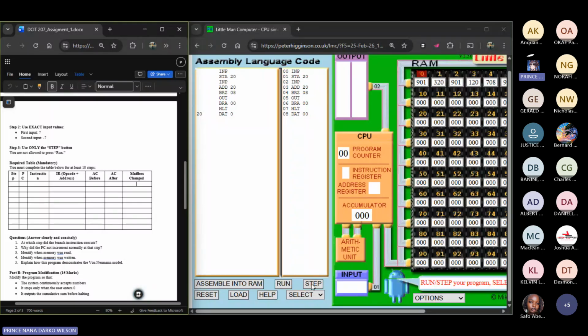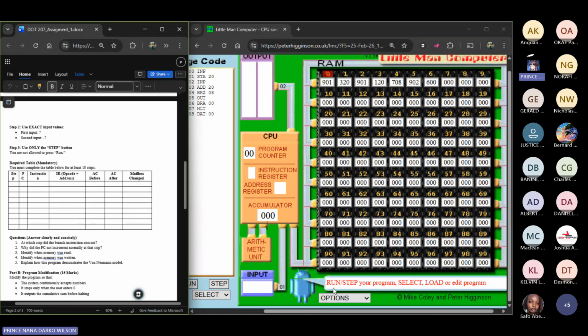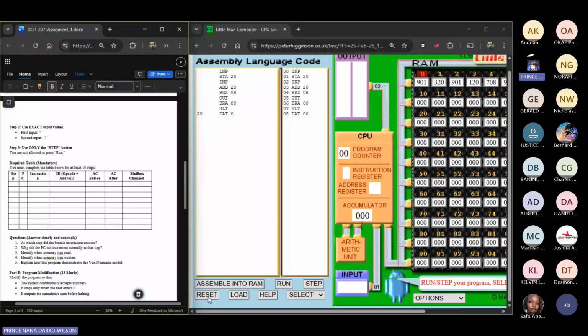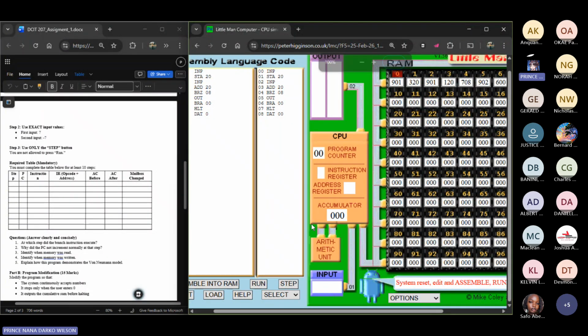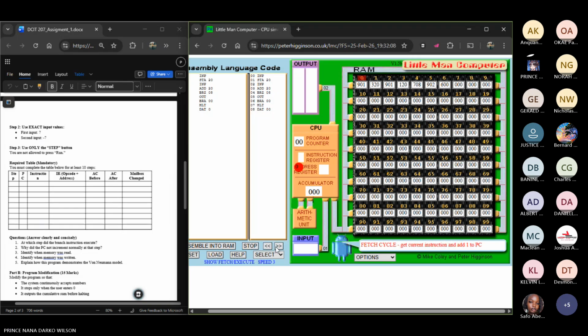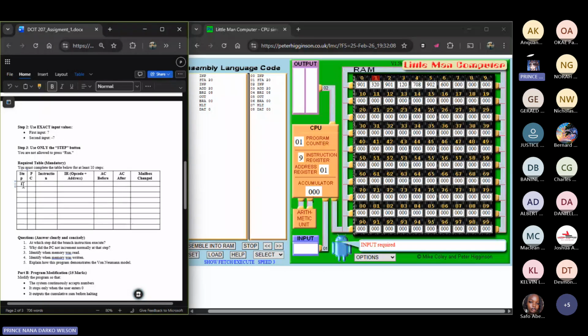Let's proceed. Let's reset the program first, and then we step it one by one. So reset program, and then we step. Observe the changes carefully, people. Upon the first step, we are supposed to write a step number. That's the first step. So step 1, the program counter incremented to 1.